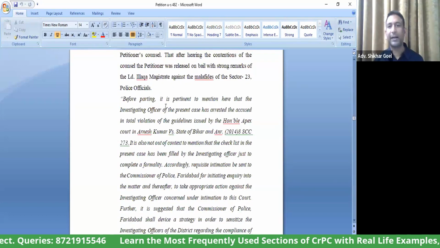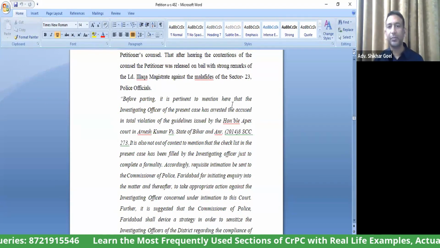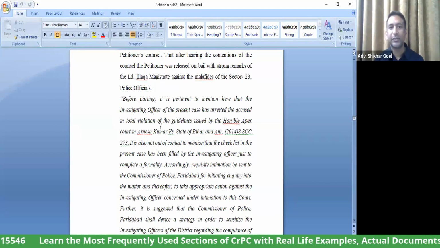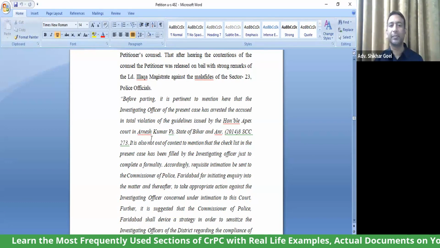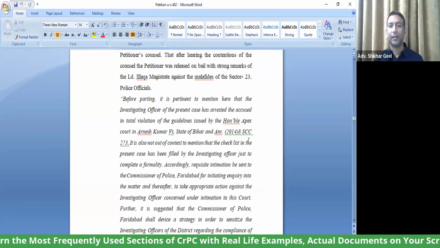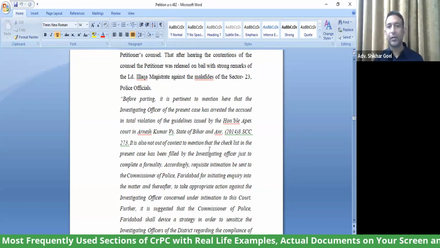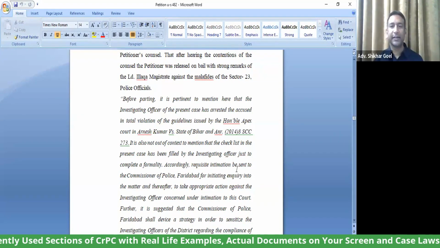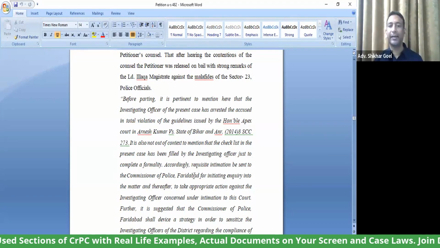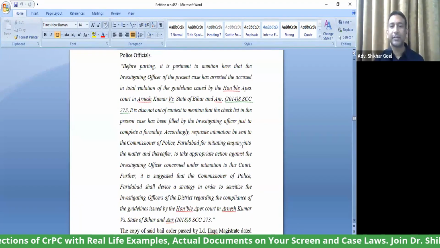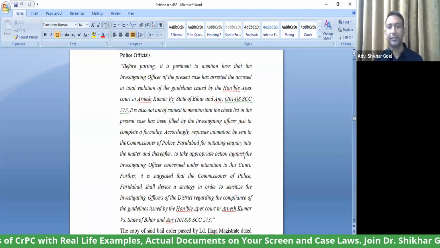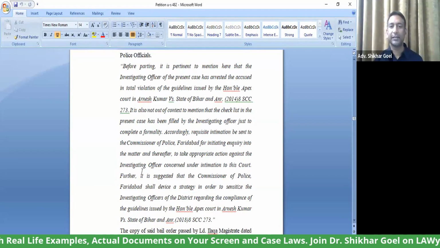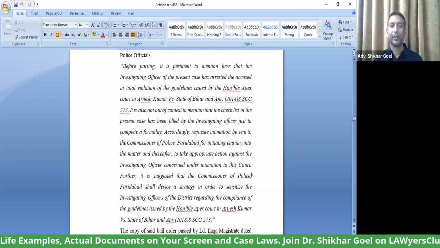ये राइटिंग है. Before parting, it is pertinent to mention here that the investigating officer of the present case has arrested the accused in total violation of the guidelines issued by Honorable Apex Court in Arnesh Kumar. It is also not out of context to mention that the checklist in the present case has been filed by the investigating officer just to complete a formality. Accordingly, requisite information be sent to the Commissioner of Police Faridabad for initiating inquiry into the matter and thereafter to take appropriate action against the investigating officer.